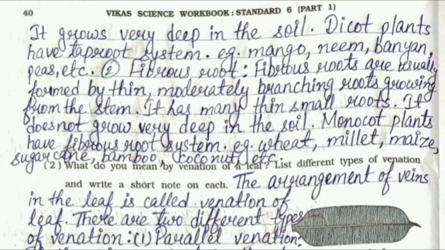Second type is fibrous root. Fibrous roots are usually formed by thin, moderately branching roots growing from the stem. It has many thin, small roots. It does not grow very deep in the soil. Monocot plants have fibrous root system. Example, wheat, millet, maize, sugarcane, bamboo, coconut, etc.